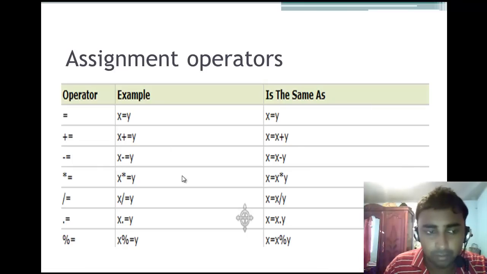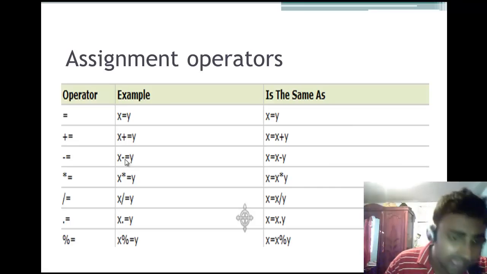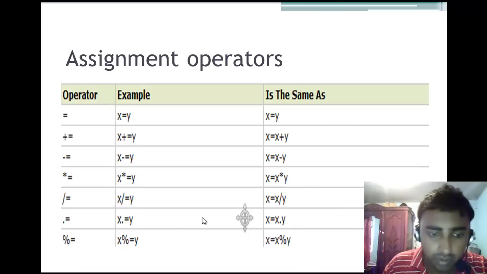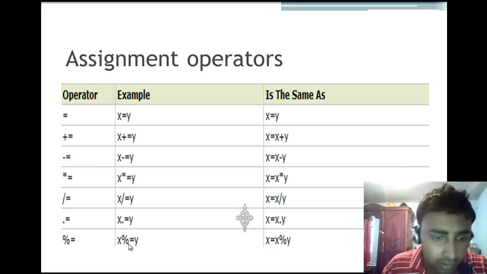Again, some more assignment operators. When you have x equal to y, it means x gets the value of y. Plus equal to y means that x is equal to x plus y. Minus equal to y means x is equal to x minus y. X is equal to x multiplied by y. X is equal to x divided by y. X is equal to x concatenated with y. We have done concatenation in strings.